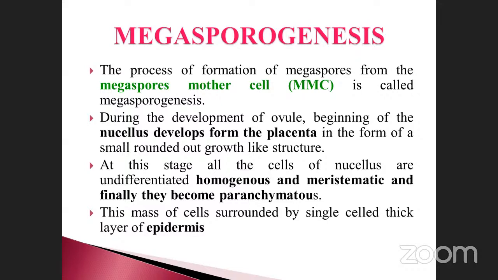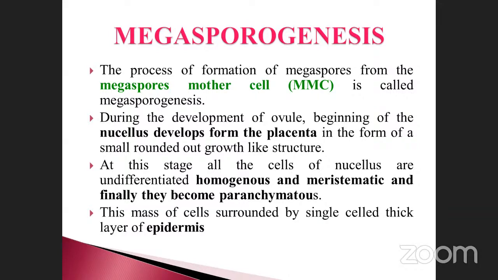are undifferentiated, which will become the ovule or integument. Homogeneous means what? All are the same type of cells. They are meristematic at first, and finally they become parenchymatous. First it is meristematic tissue; finally it is differentiated into parenchymatous cells.